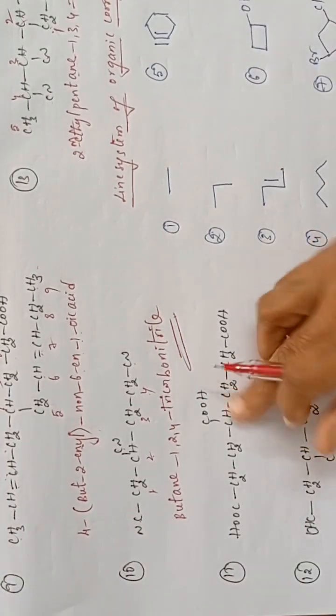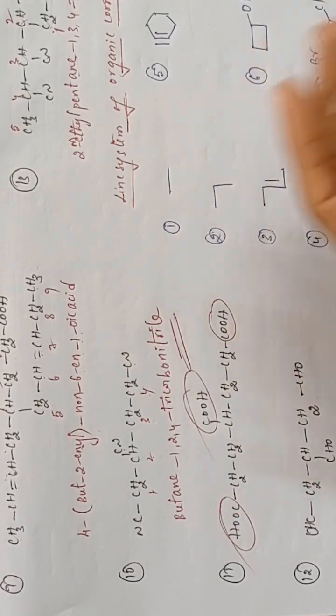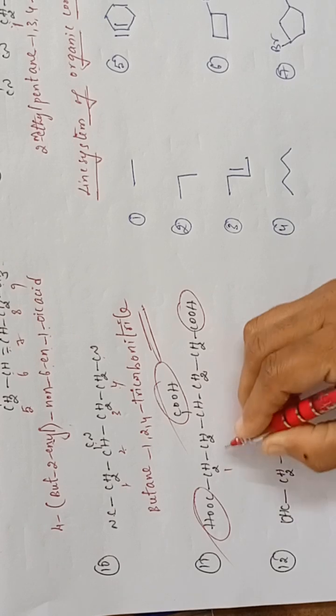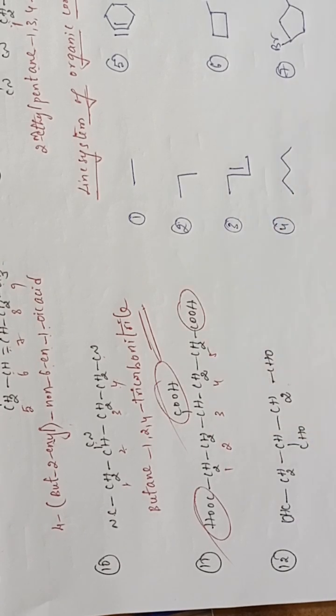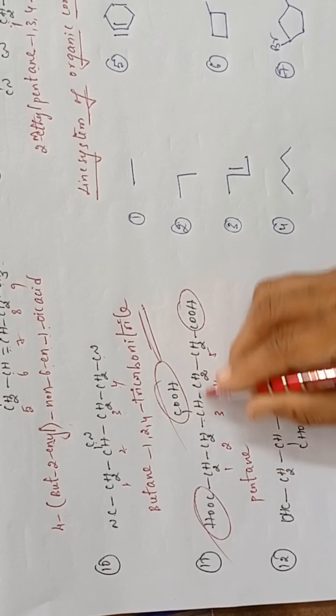Now see here, there are 3 COOH groups. Identical functional groups, 3 are there. Clear? Then how to write the name? See here, numbering you have to start from here. 1, 2, 3, 4, 5 carbon atoms. 5 carbon atoms means pent. All single bonds are there.